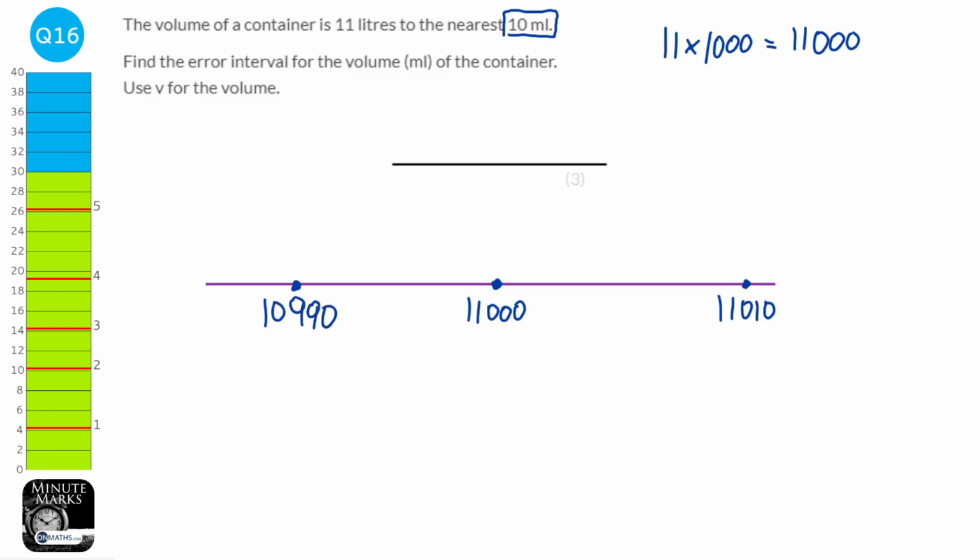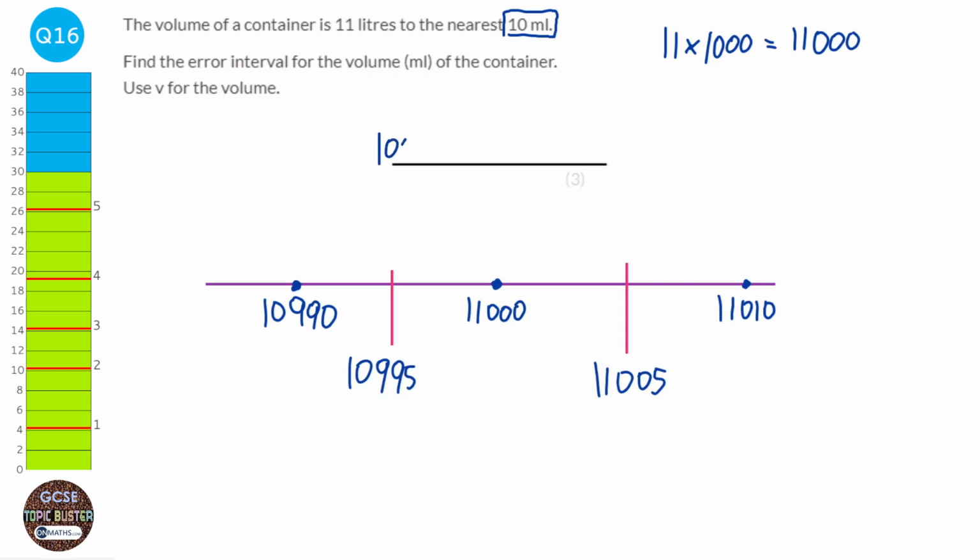Now when we're looking at limits with the upper and lower part of it, we are looking at halfway points. So halfway here and halfway here. So this halfway point will be 10,995, and the next one will be 11,005, and that's the halfway points. And so that is going to be our upper and lower bound.